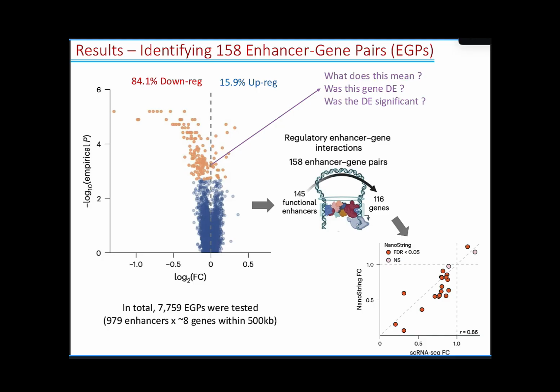Enhancer 478 was inhibited in 330 cells on average. And in those 330 cells, I can ask the question, what happened to all of the genes when I inhibited enhancer 478? Does that make sense now? Yeah?